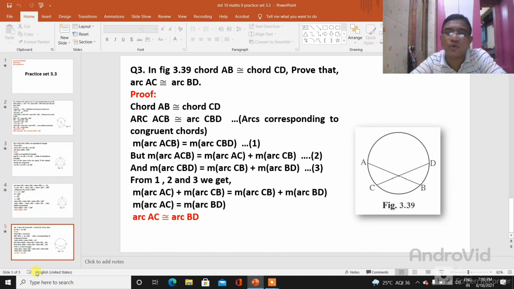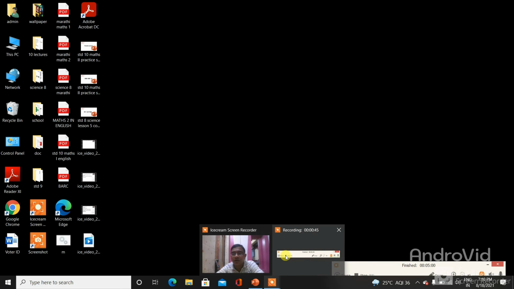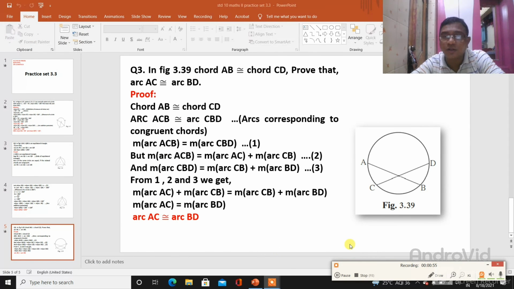Remember my students, in exercise 3.3 there are only three problems, and we have taken all three problems. You can write all these problems first in the class notebook, and then write them again in the homework notebook. Homework is that you solve all these problems again in the homework notebook and also solve the theorem. Each and every day you can solve the theorems.